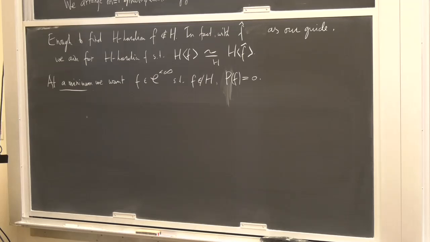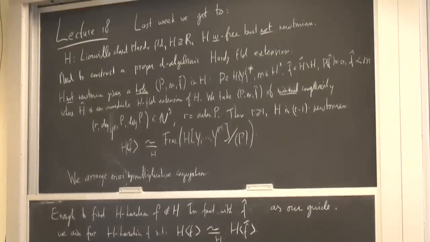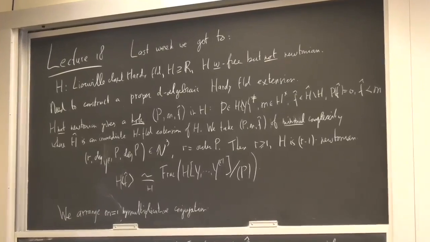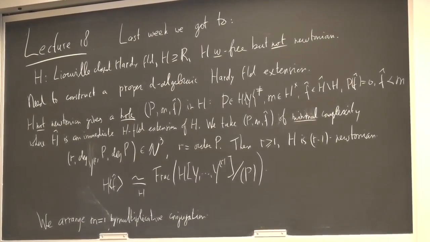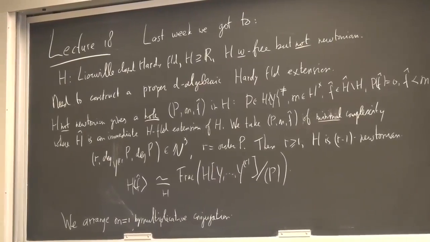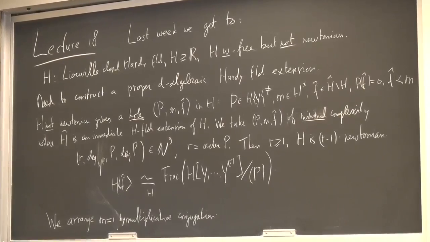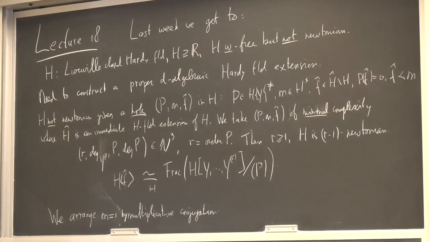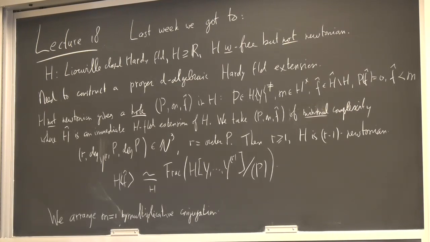And last time the sketch got to the following point. I can already assume that my Hardy field is Liouville closed and contains all the real numbers and is omega-free, but not yet Newtonian. So then we need to construct just one proper differentially algebraic Hardy field extension.